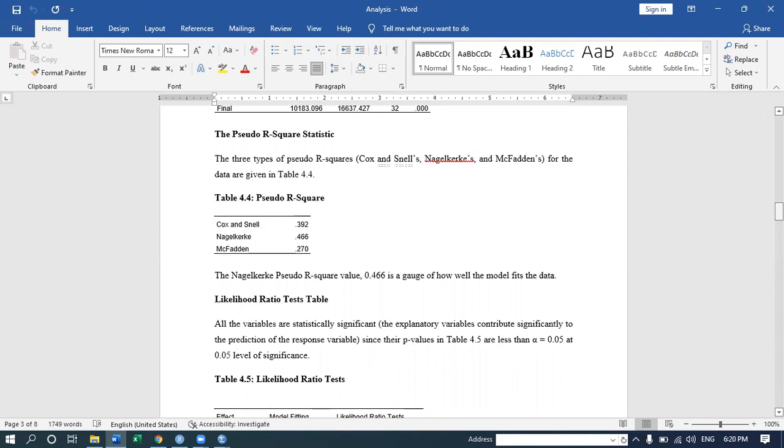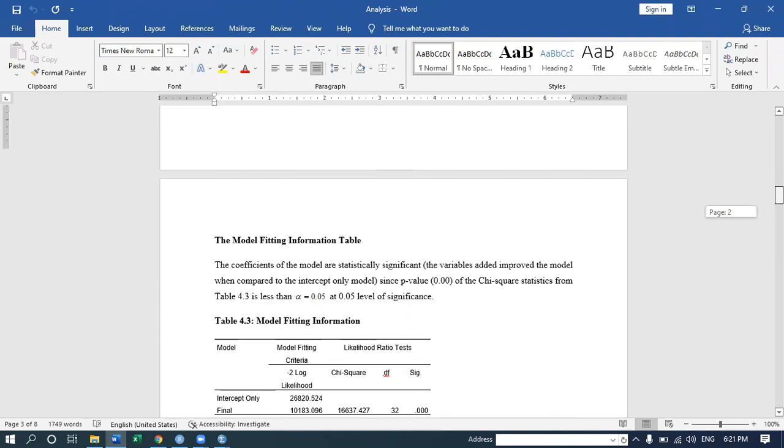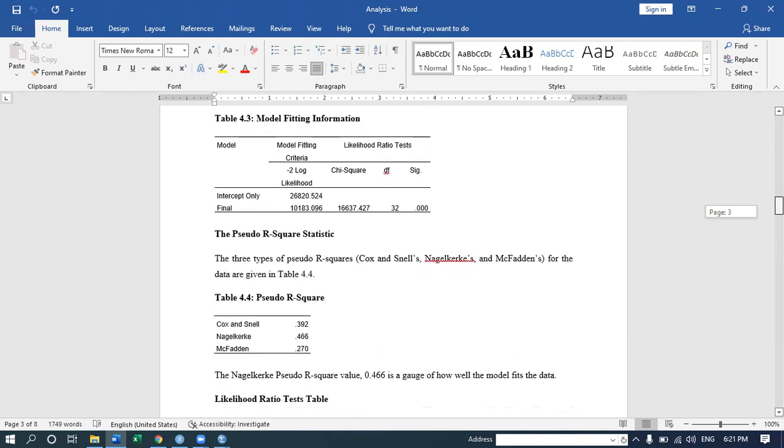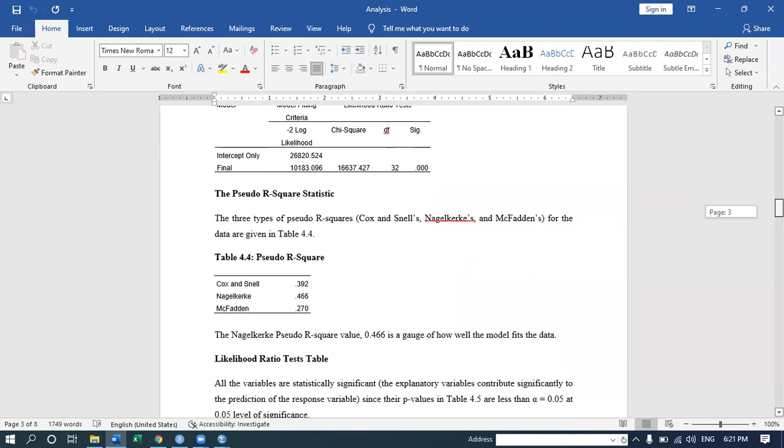In this work, we have 3 types of pseudo R-square. Different researchers propose different pseudo R-squares. The one I mostly use is the one whose name starts with N. Pronouncing it is difficult. Looking at it, it means the pseudo R-square is 0.46. Some people ignore it because of that name, pseudo R-square. They feel they should just use the model fitting information table to know if the model is stable. They say little or nothing about the pseudo R-square. It's your choice.